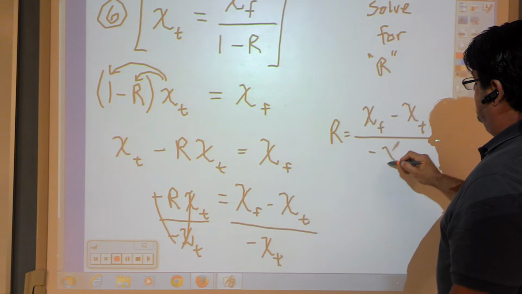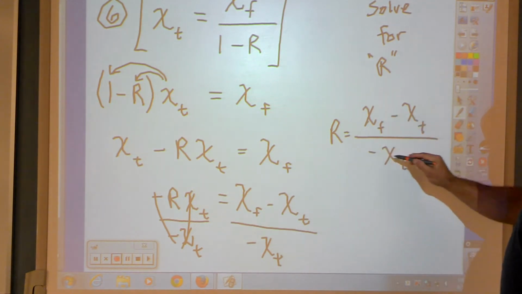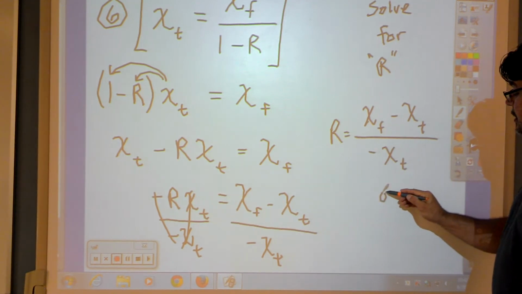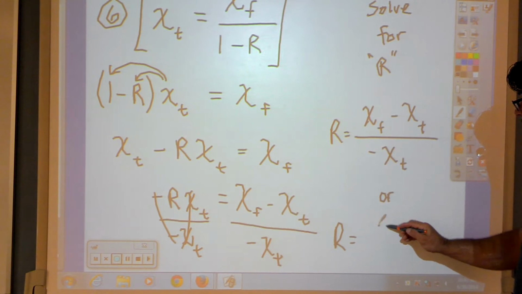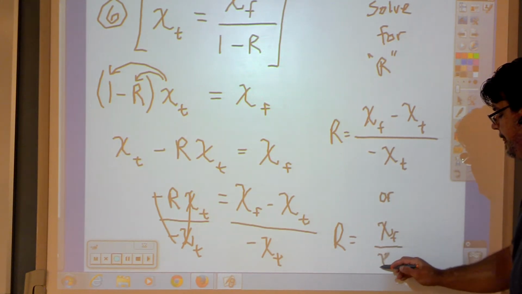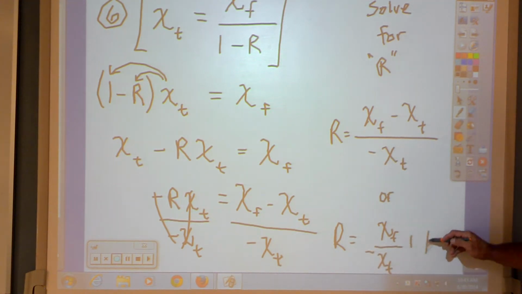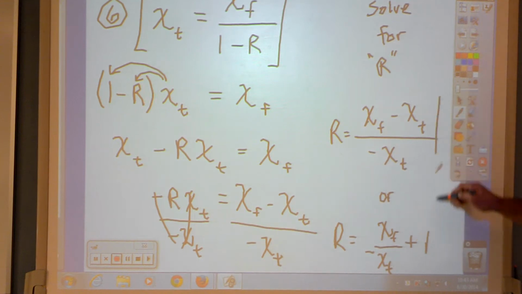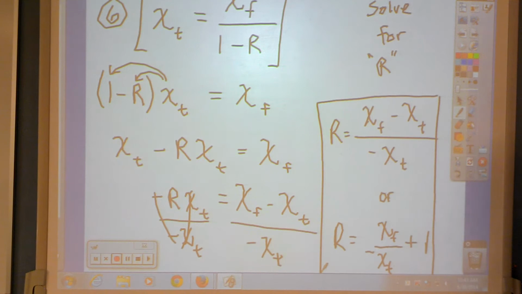Wouldn't the x of t cancel out then? Yeah, but you could write it like this, or r is equal to x of f over negative x of t plus 1. Either one of these. Why wouldn't the x of t's cancel out completely? They did, right here. x of t over x of t is 1.